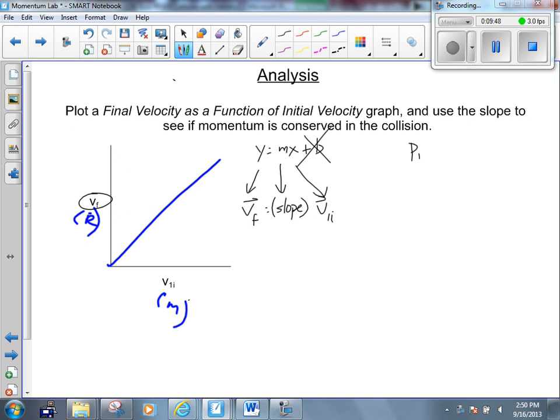Now we're going to make an assumption. We're trying to test the law of conservation of momentum. We're going to assume for a minute that it's true, that it does hold.